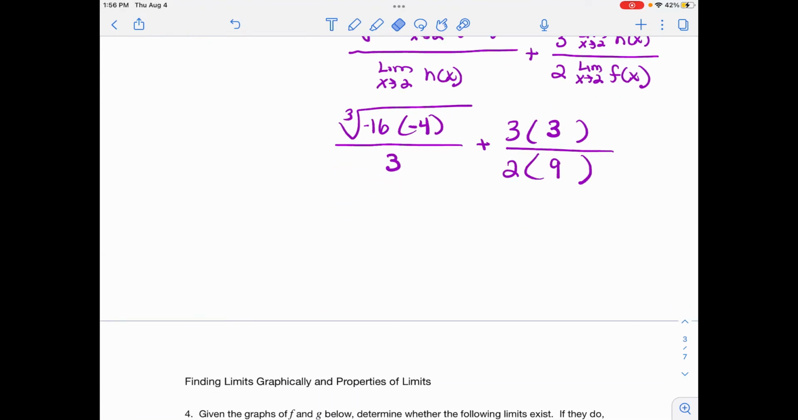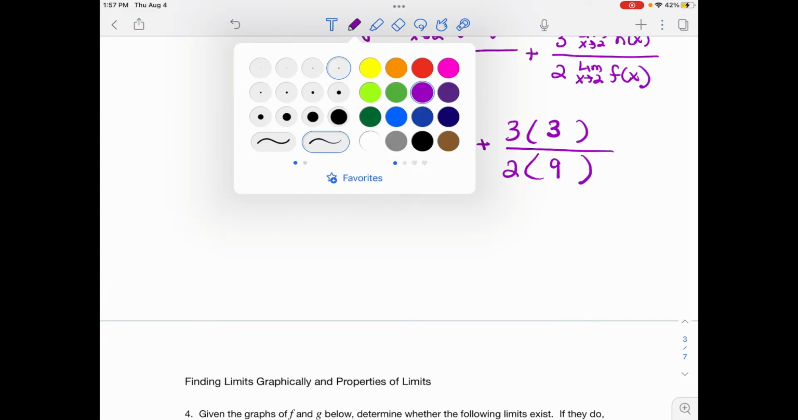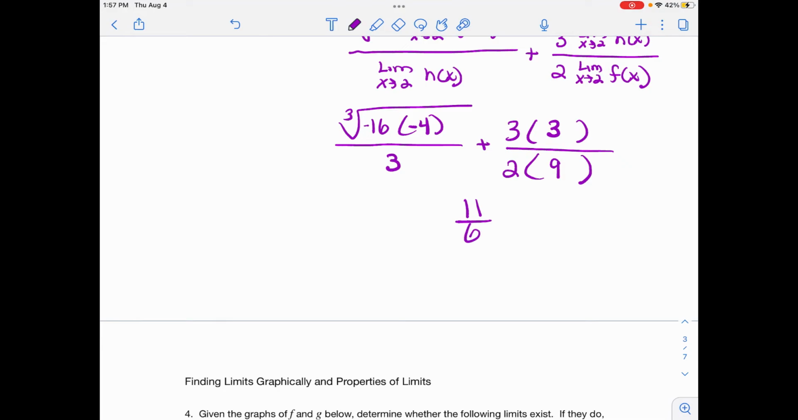And now it's just doing some math here. So the cube root of, well, negative 16 times negative 4, that becomes positive, divided by 3, plus 9 over 2 times 9, so that's 1/2. And then finding a common denominator, that'll give us 11/6. That's what that simplifies down to.